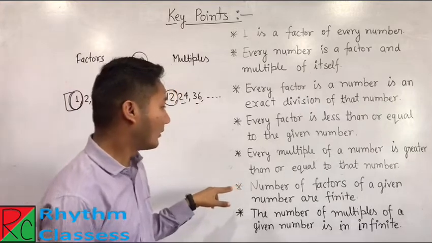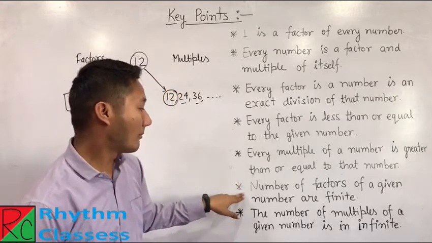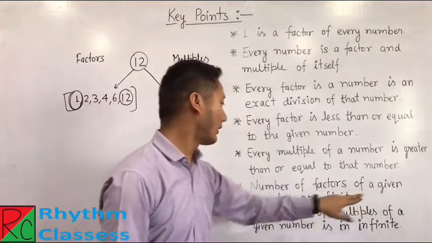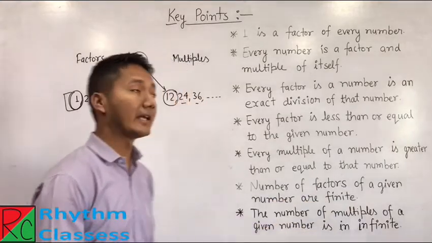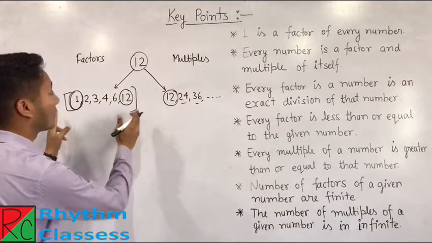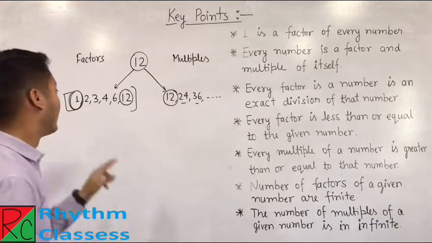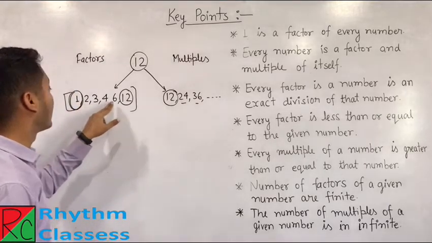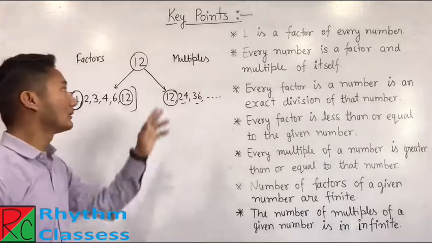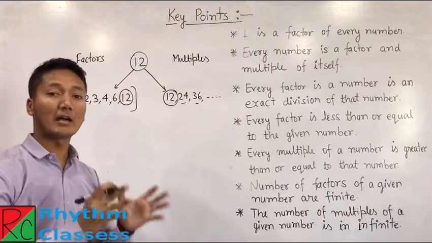Okay. Now our next point is the number of factors of a given number is finite. That means we can count the total number of factors. We have 1, 2, 3, 4, 5, 6 factors of 12 and this number is fixed.